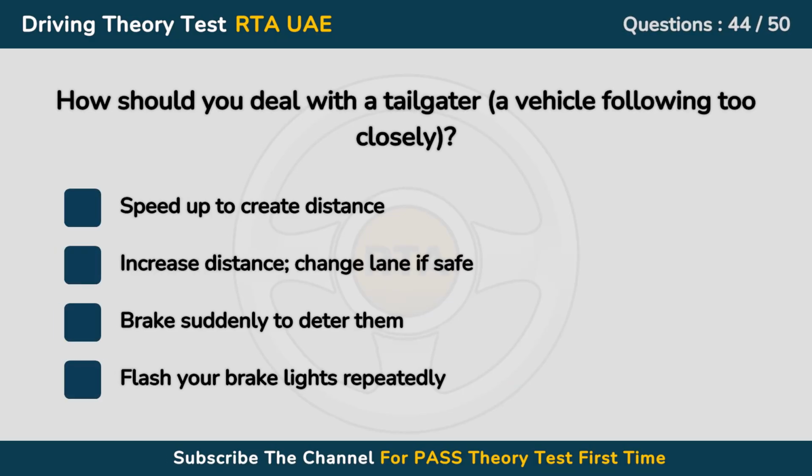Question 44. How should you deal with a tailgater, or a vehicle following too closely? A. Speed up to create distance. B. Increase distance, change lane if safe. C. Brake suddenly to deter them. D. Flash your brake lights repeatedly.